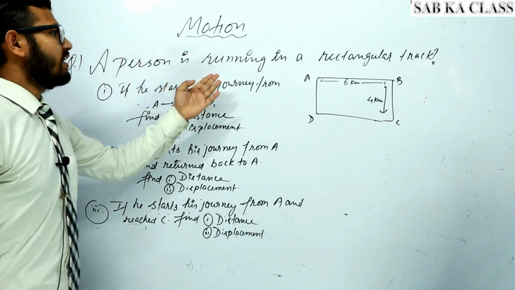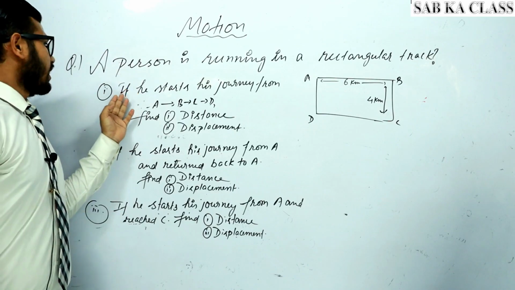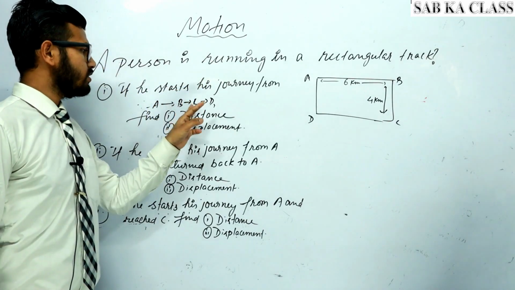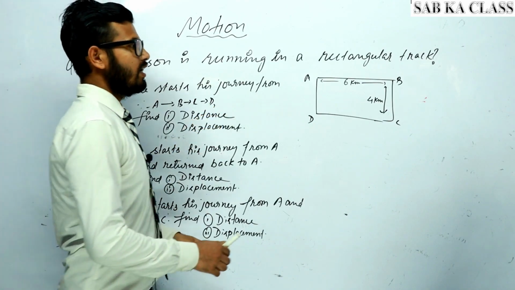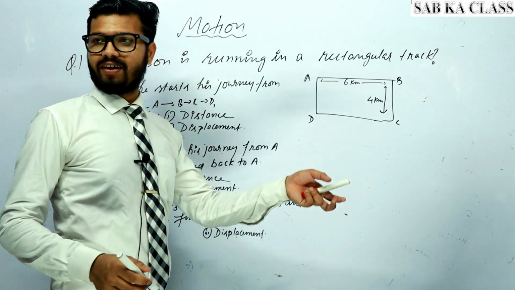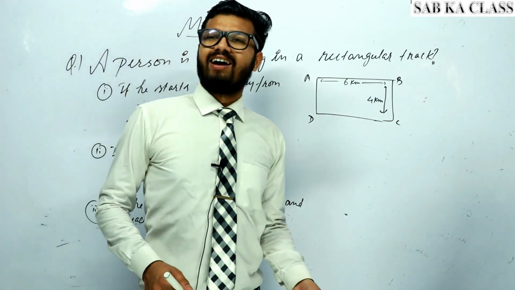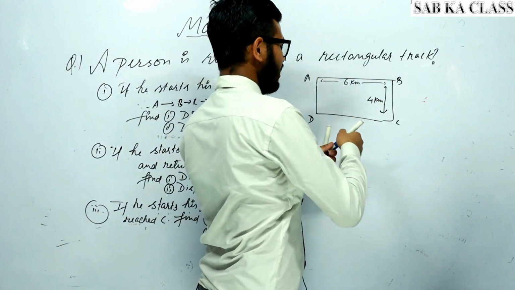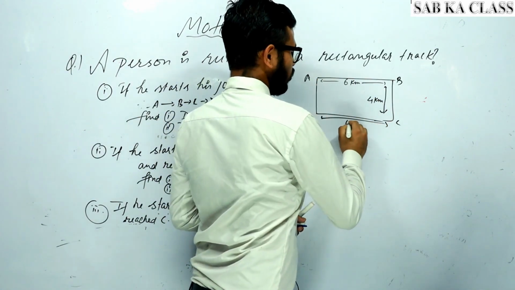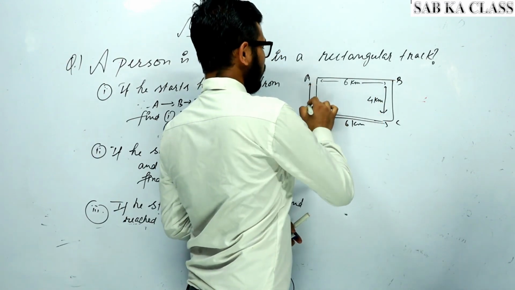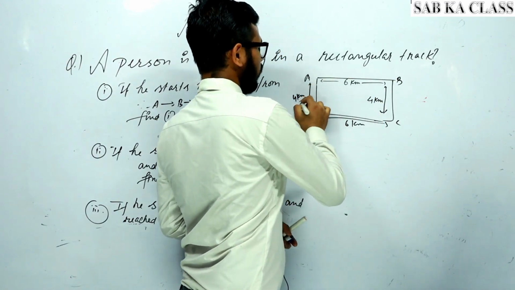A person is running in a rectangular track. If he starts his journey from A to B, B to C, C to D, what is he doing? He is moving from A to B, B to C, C to D. It is a rectangular track, and we know that in a rectangle, the opposite sides are equal and parallel. If AB is 6, then definitely DC will also be what? 6 kilometer. Clear? And BC is 4, then AD will also be 4 kilometer. I hope it is clear.